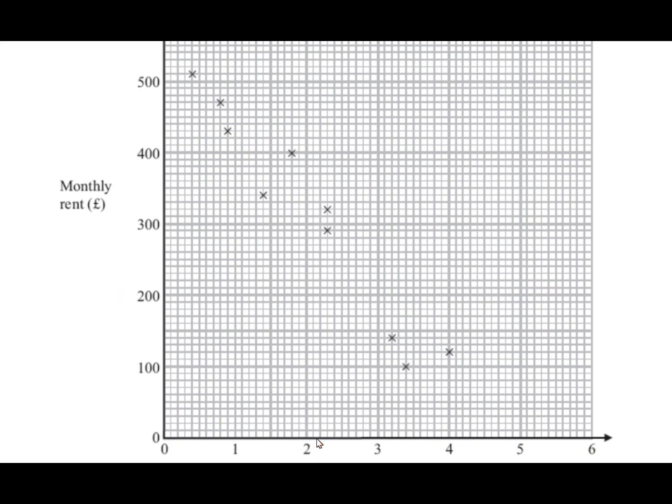So 2.7 kilometres and £270. So we're on this line here, 10, 20, 30, 40, 50, 60, 70. So you should have a cross placed on there for 1 mark.